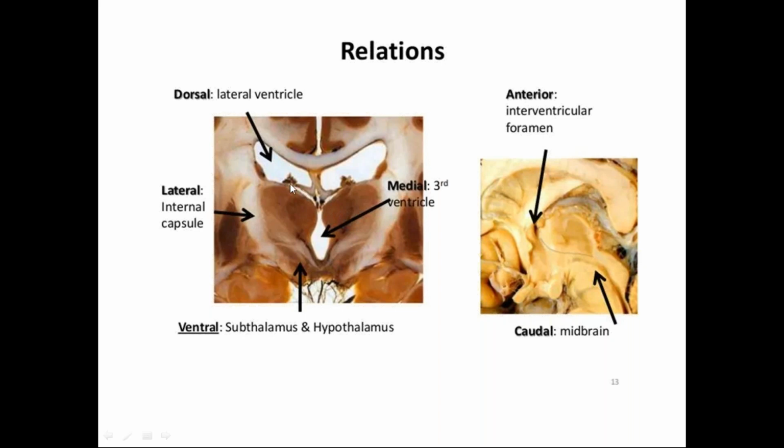That means the thalamus is forming the roof and further forming the lateral wall of the third ventricle, and if we go more laterally, it is forming the floor of the lateral ventricle. So this is the lateral ventricle, and the thalamus forms its floor and the lateral wall of the third ventricle.